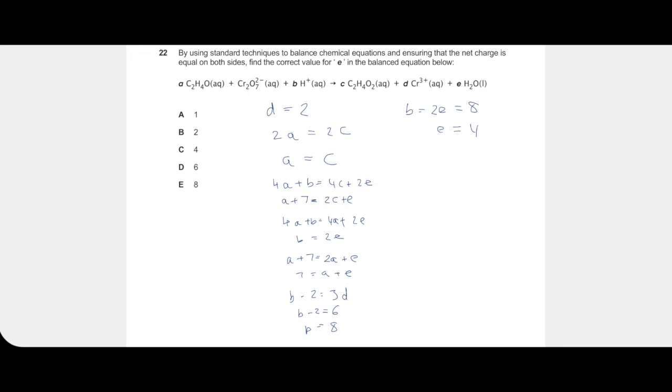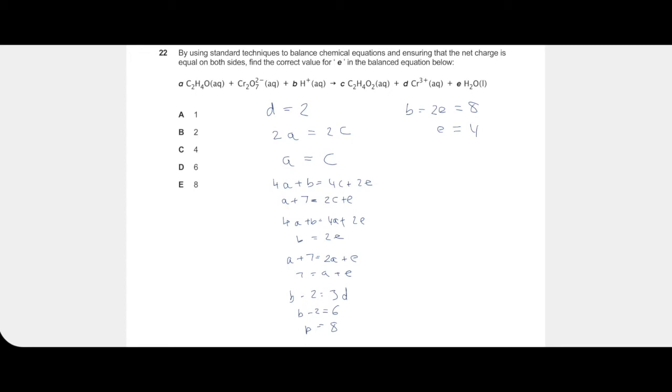And let's do that with the oxygen equation that we formed. A plus 7 is equal to 2A plus E. And that could be further simplified down to 7 is equal to A plus 2E. Now, this is where this question is being quite helpful. It tells us to look at the charge, and we could form an equation with the charge. So that equation will be B minus 2 is equal to 3D. And then from that, we could work out that B minus 2 is equal to 6, because we know what D is equal to. D is equal to 2, because we worked that out for step number 1.